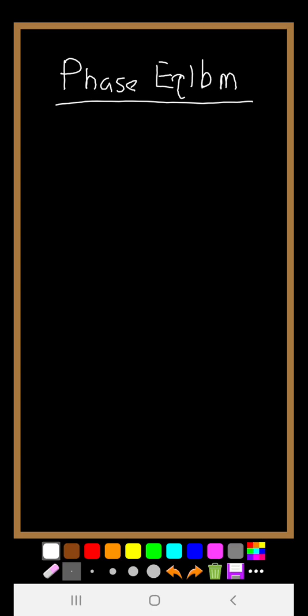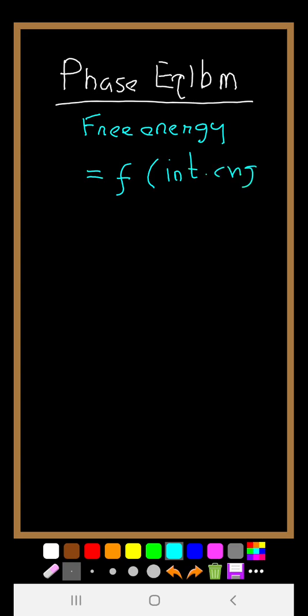Now equilibrium is another essential concept that is best described in terms of a thermodynamic quantity called free energy. And free energy is a function of the internal energy of the system and also the randomness or disorder of the system. So it is a function of internal energy and disorder or randomness, and that is nothing but the entropy of the system.